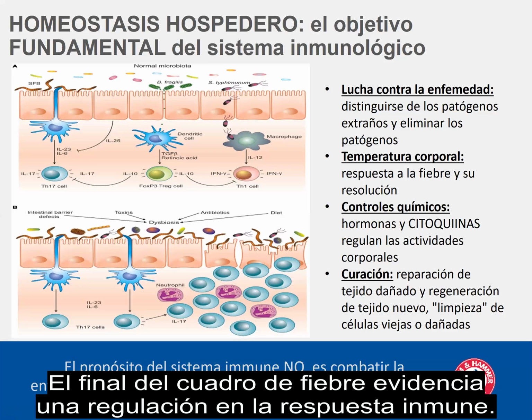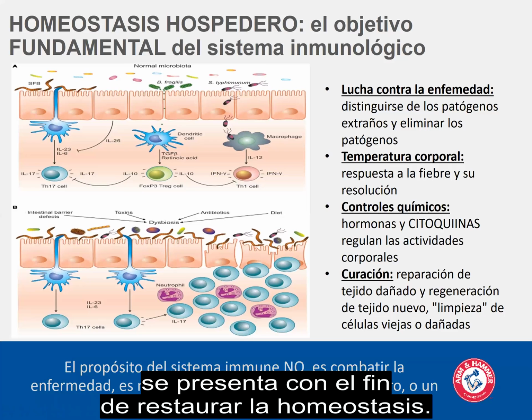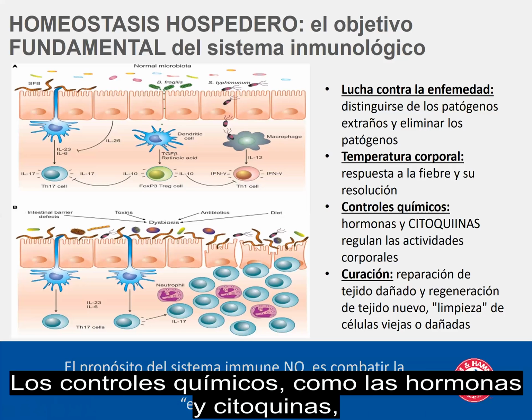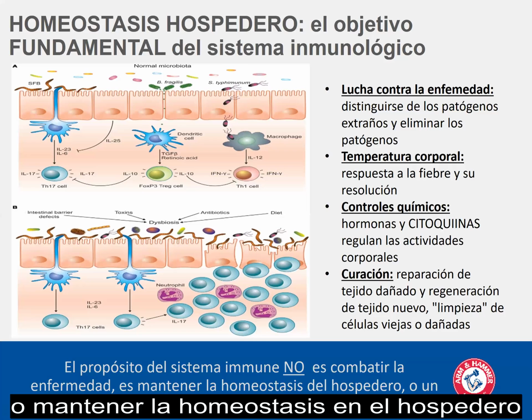And then that resolution of fever is an indication of a regulation of the immune response. So again, that whole fever response and then resolution of that is to bring that host back to a homeostasis or steady state. The chemical controls themselves, the hormones and cytokines, particularly the cytokines produced by the immune cells, regulate these body activities to bring the host to homeostasis or to maintain homeostasis in the host.